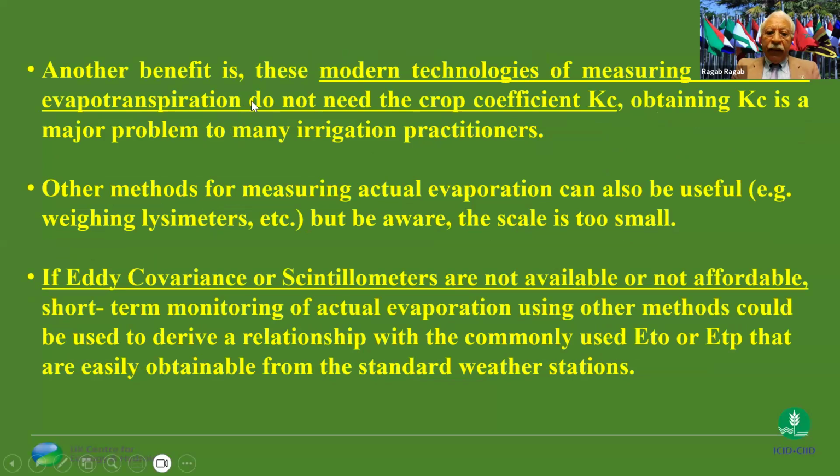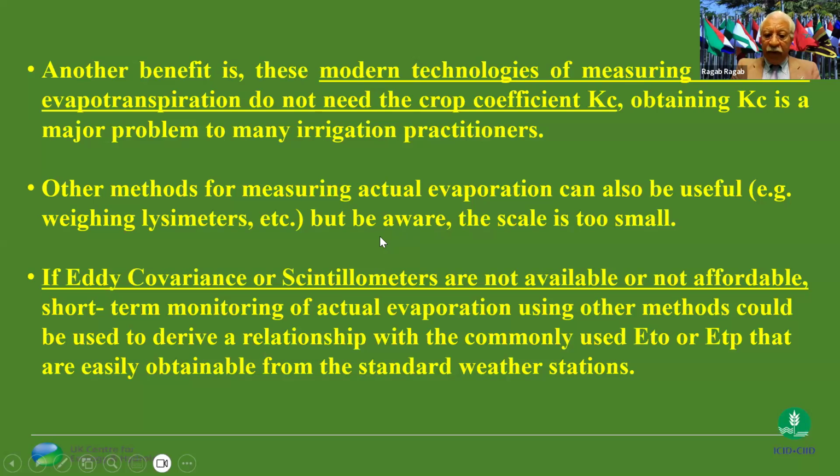Another benefit is that modern technology of measuring the actual evapotranspiration does not need a crop coefficient, as obtaining Kc is a major problem for many irrigation practitioners. Other methods for measuring actual evapotranspiration can also be useful, for example, weighing lysimeter. But be aware, the scale is too small. If Eddy Covariance or scintillometers are not available or not affordable, it's not the end of the world. There is always a way out of that.